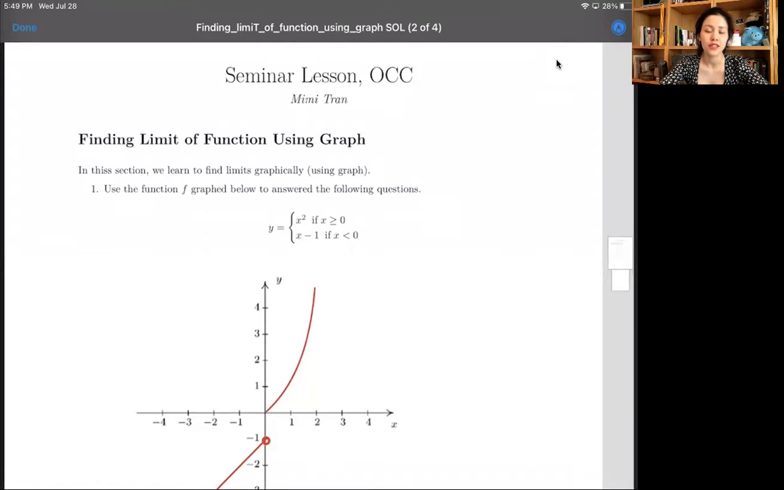Hello everyone. In today's seminar lesson, we're going to learn how to find the limit of a function using the graph.